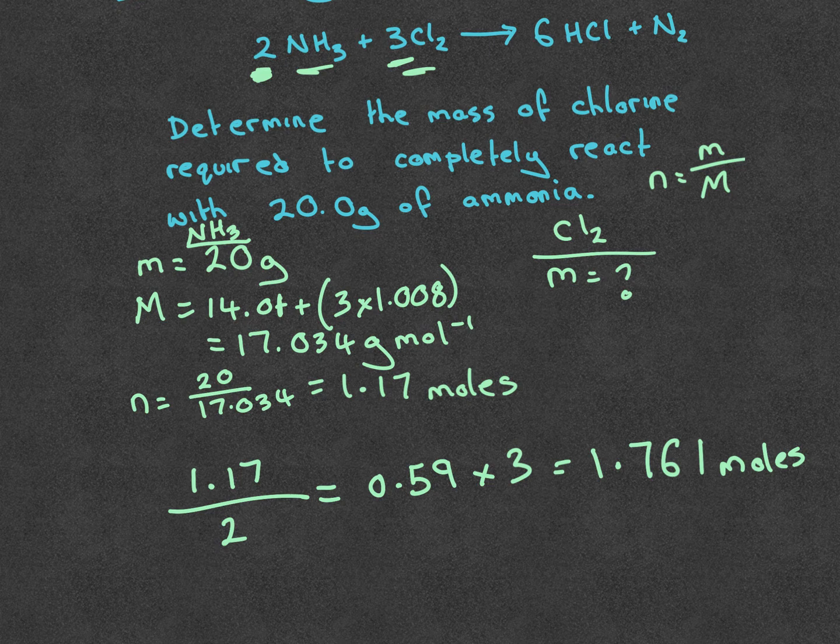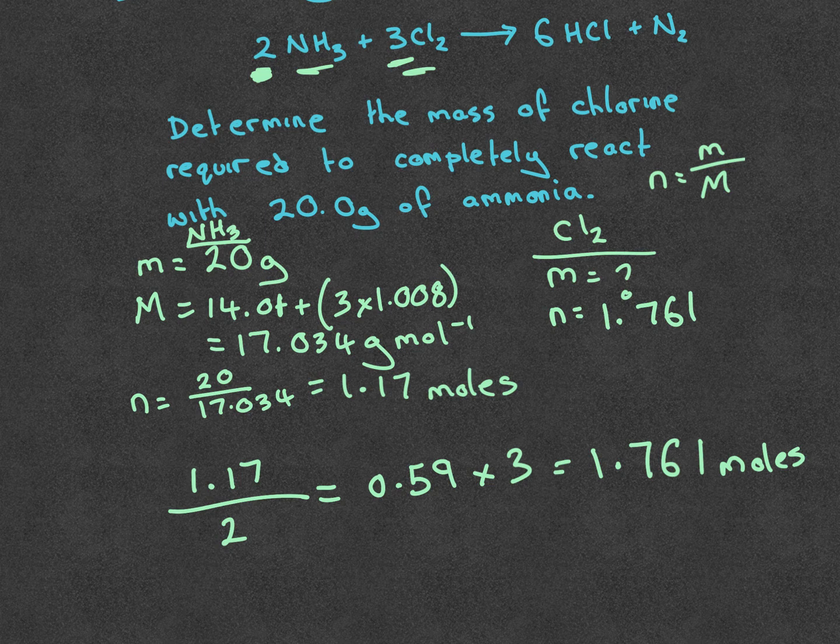All I've done is take the 1.17 moles of ammonia and use the 2 to 3 ratio in the equation to convert that and work out how many moles of chlorine I would need. If we look at this, the 1.17 to the 1.761 is a 2 to 3 ratio. So now we know that the number of moles of chlorine that we need is 1.761.